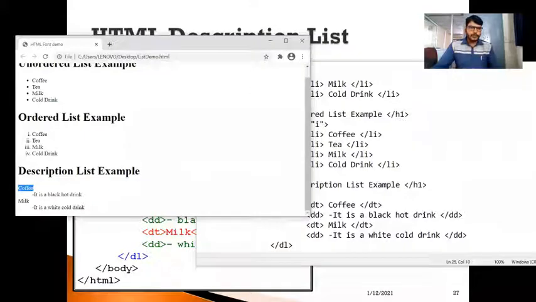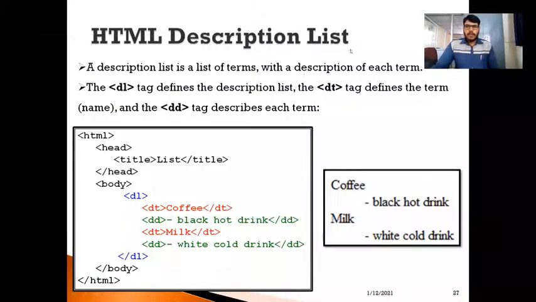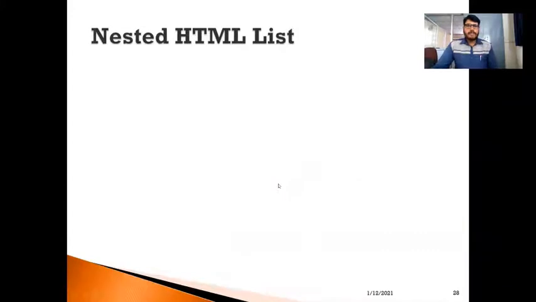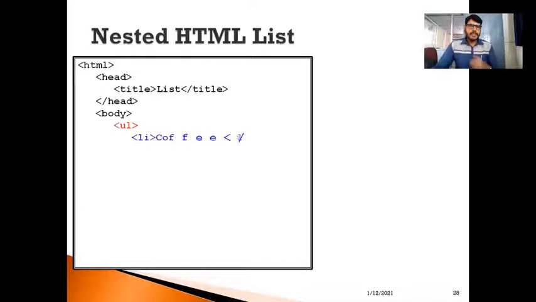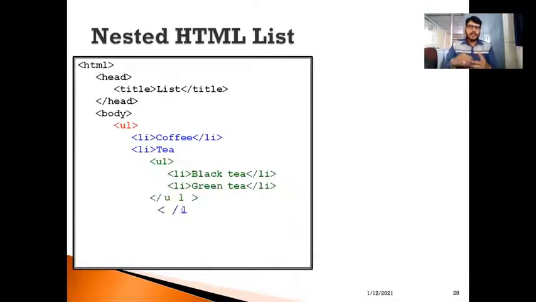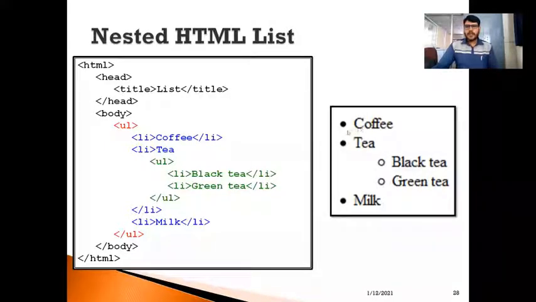So as you can observe here, this is how a description list is going to display. And similarly, we can generate a nested HTML list. Nested HTML list in the sense we can generate a list within a list. Assume that I want to generate output something like this. You can observe here, we have one list. This is the main list, but in tea, again, I want to generate a sublist here.